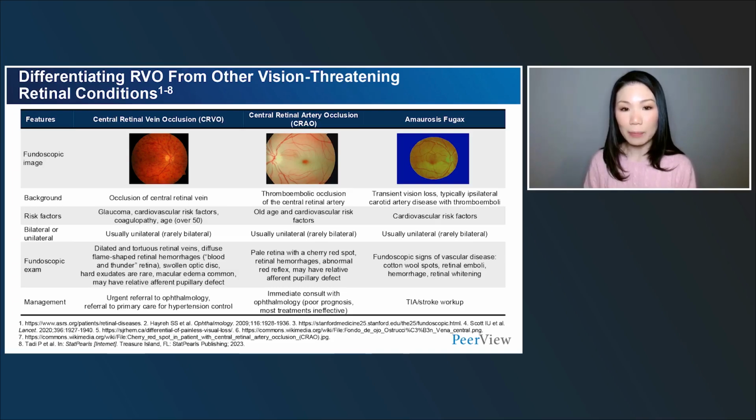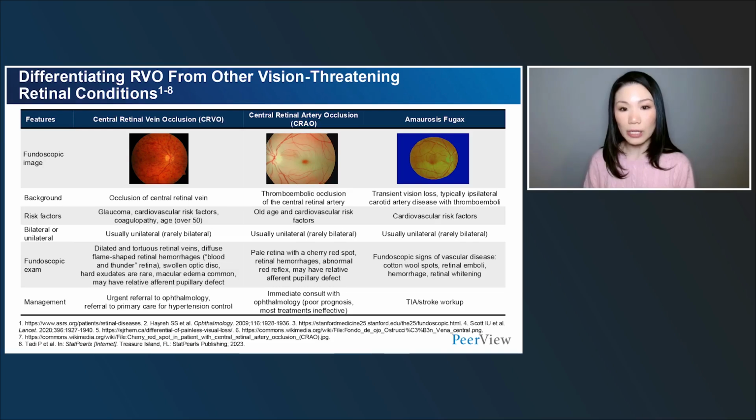That cherry red spot represents the central macula, and it ends up looking cherry red because of the pallor of the surrounding retina. That happens because somehow the blood supply through the central retinal artery has been cut off. There can be many different reasons why. One common reason is an embolic issue. For example, a plaque breaking off the internal carotid artery that gets lodged distally in the central retinal artery can create an appearance just like this.